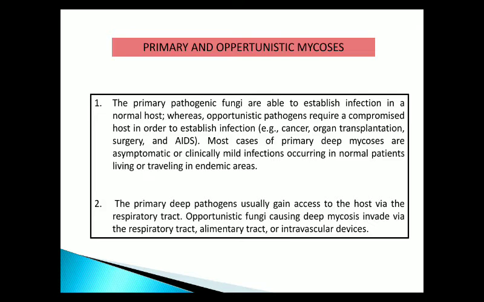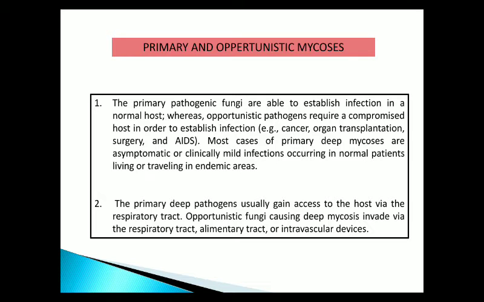Most cases of primary deep mycosis are asymptomatic and clinically mild infections occurring in normal patients living or traveling in endemic areas. That means if these primary pathogenic fungi cause infection in human beings, mostly it is asymptomatic or clinically a mild infection. It never shows huge infection in normal patients, because their immune system is active.